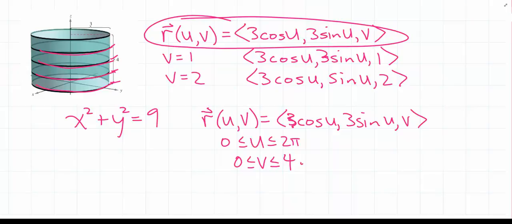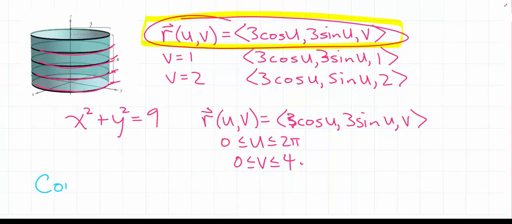Now notice that as v varies, it doesn't change the circle at all. We get the same size circles. Every circle has a radius of 3. So this is a cylinder. This is one that we need to really take note of. We need to take note that this is how we model a cylinder.